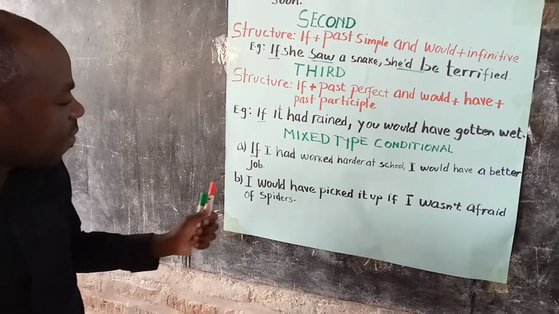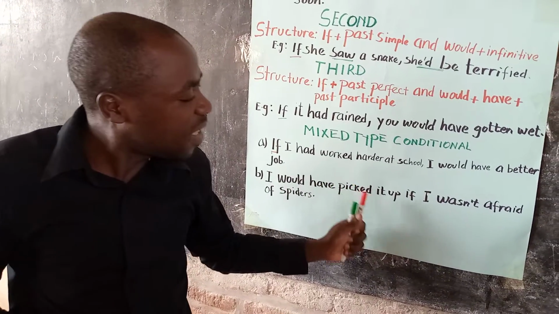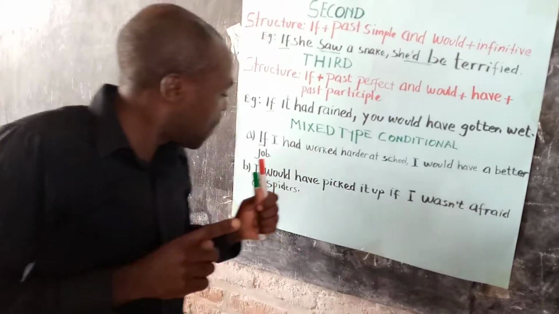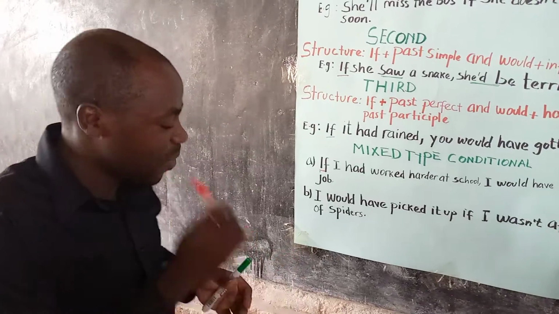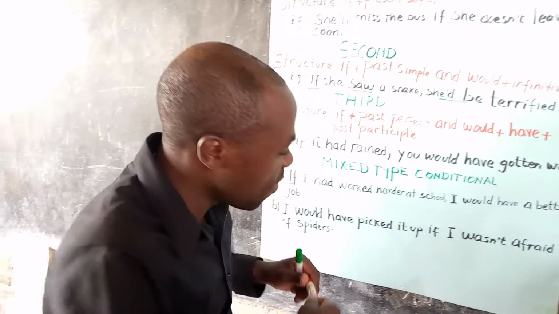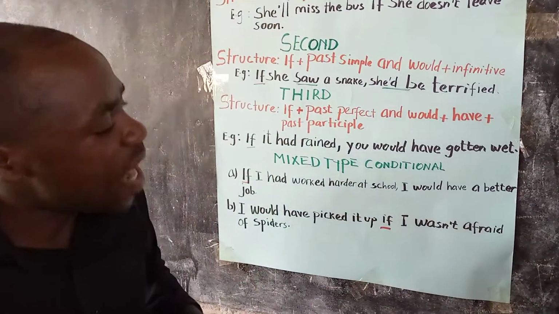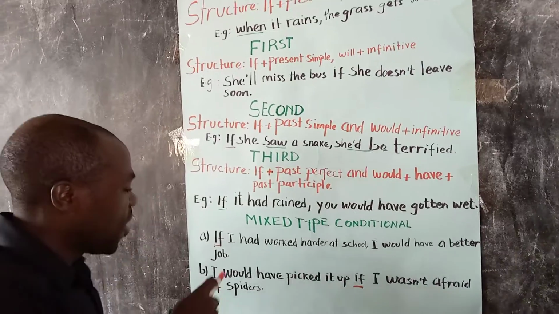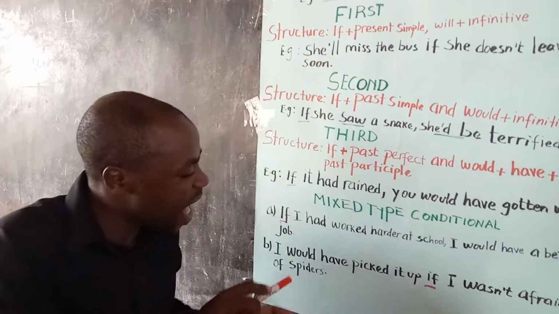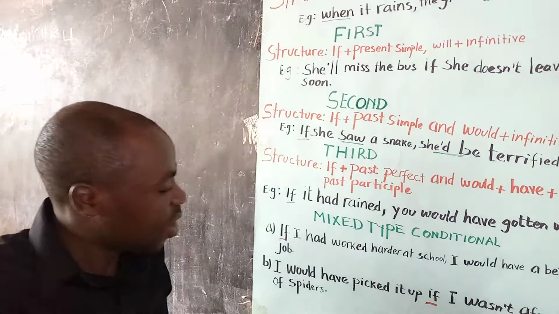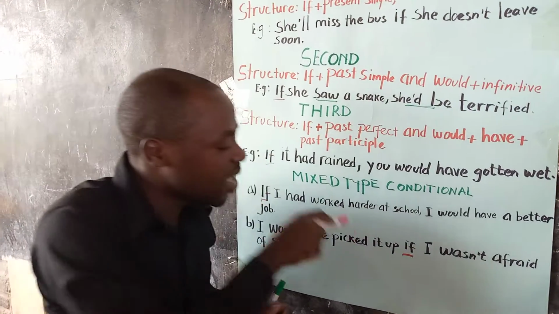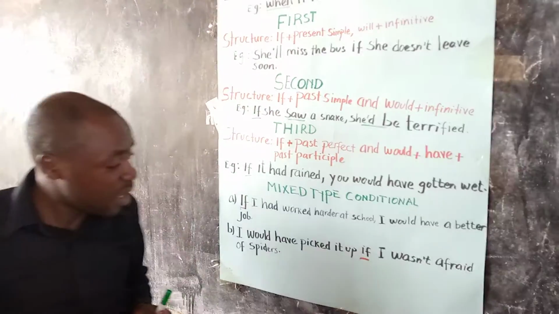The second example we have: I would have picked it up if I wasn't afraid of spiders. Good. Let me repeat again. I would have picked it up if I wasn't afraid of spiders. Look at this example. So here it is would plus have plus picked. So this picked is a verb to pick in past participle. This is the past participle of verb to pick.